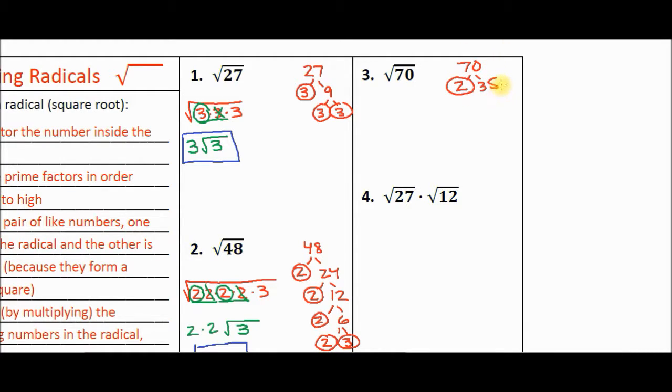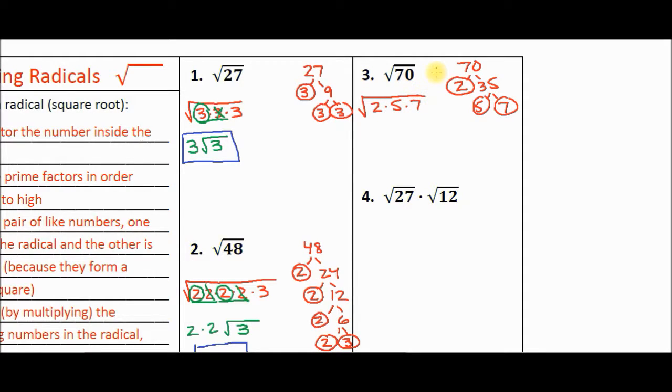35 is not even, so 2 doesn't go into it. 3 doesn't go into it. 4 does not go into it. 5 does go into 35. And 35 divided by 5 is 7. Those two numbers are prime numbers. So we're done with our factor tree. Step number 2, let's write our radical over again with our prime factors in order from low to high. 2 times 5 times 7.